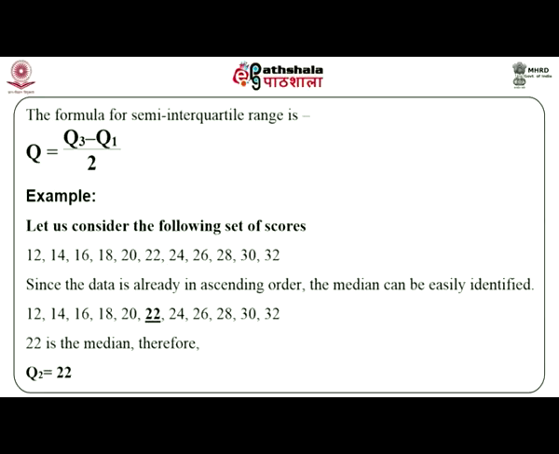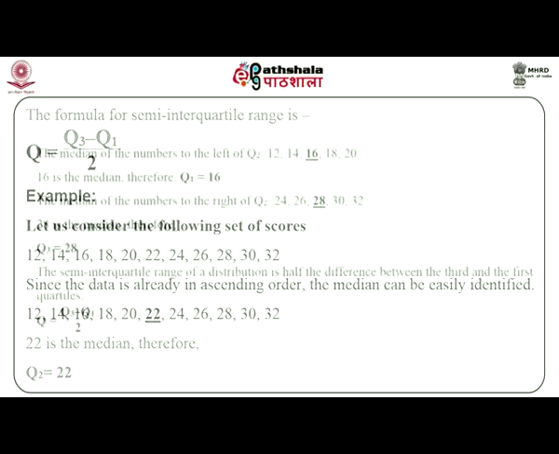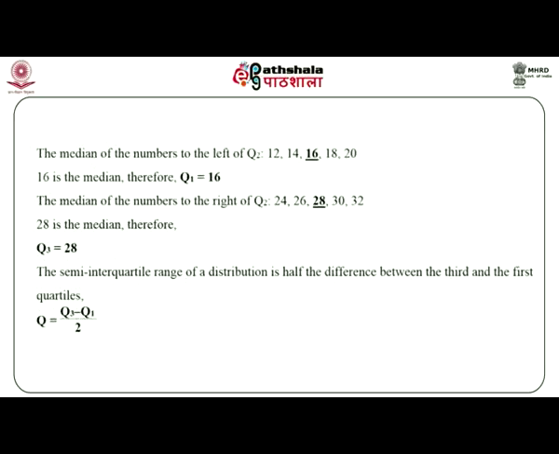Let us have a look at the numerical example. We can calculate the semi-interquartile range if we know how to calculate the median. Remember, we did it in the descriptive measures, and we know how to calculate the Q3 and Q1 for the ungrouped data. Once we have the Q3 and Q1 values, we apply them to the formula and we get the value of Q, which is the semi-interquartile range.